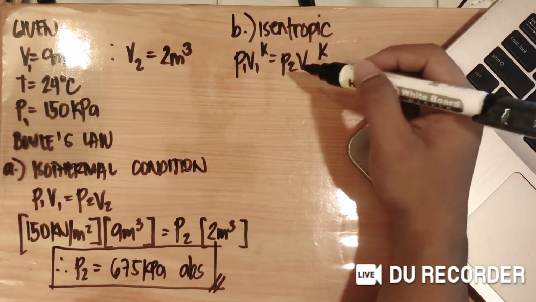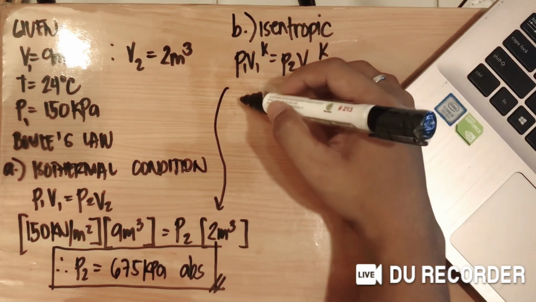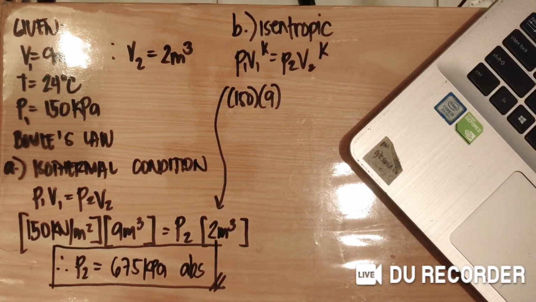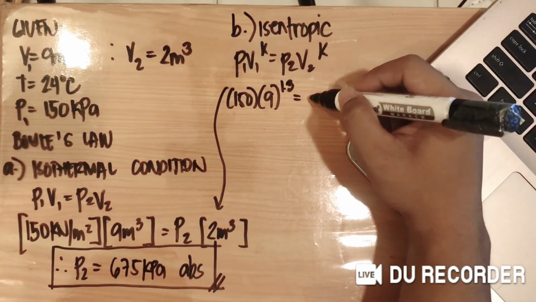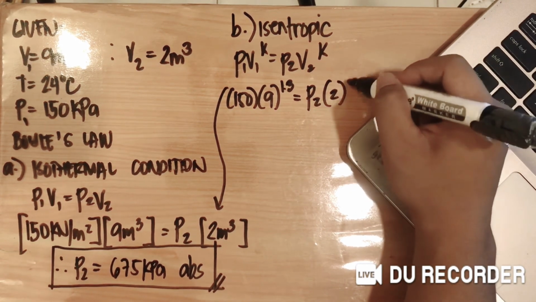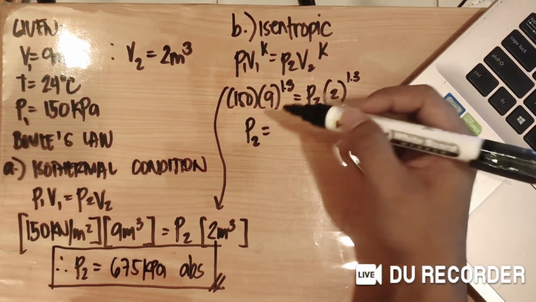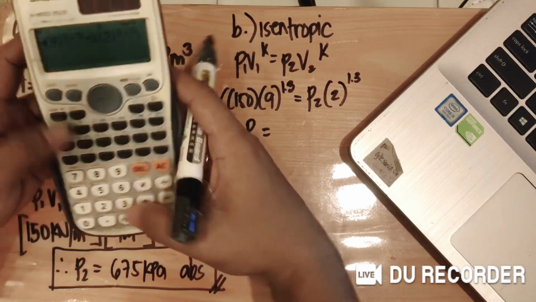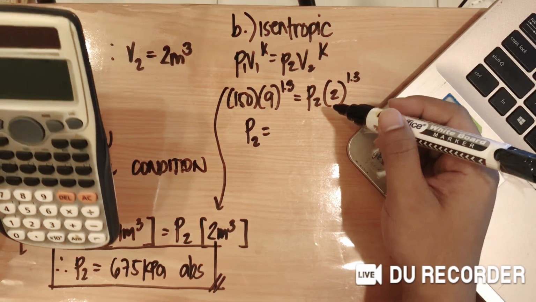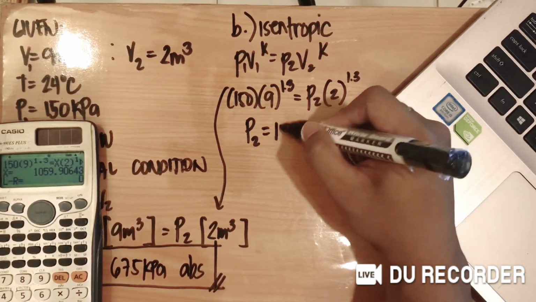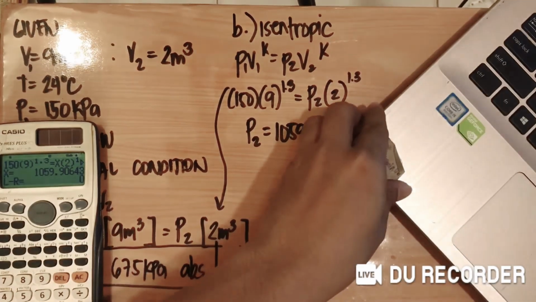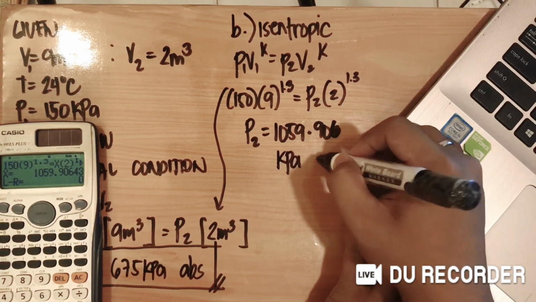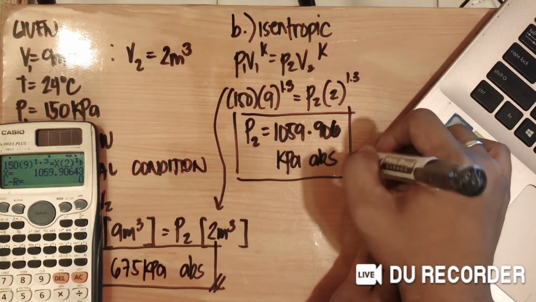So the P1 value is the same in this equation. So 150 times 9 raised to K. The K value, as stated in the example problem, is 1.3, equivalent to P2, which is the unknown, times V2 raised to K, which is 1.3. So the resulting pressure P2 is equivalent to 150 times 9 raised to 1.3, equivalent to P2 times 2 raised to 1.3. So P2 is equivalent to 1059.906 kilopascal, absolute pressure. So that is our P2 value.